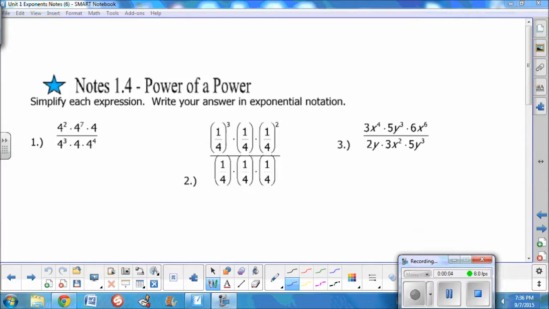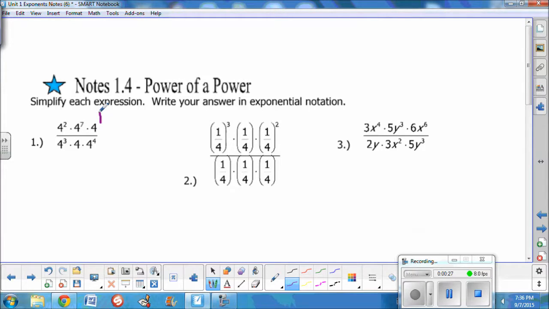Power of a power. So it says simplify each expression, write your answer in exponential notation. So we don't have to find the value of anything, we just have to write our final answer with a base and an exponent. So when I look at number 1, let's just focus in on the numerator. 4 squared times 4 to the 7th times 4 to the, we know that there's that 1 there.